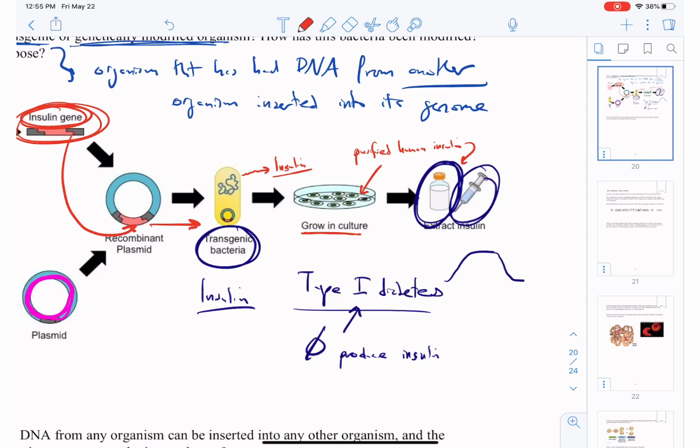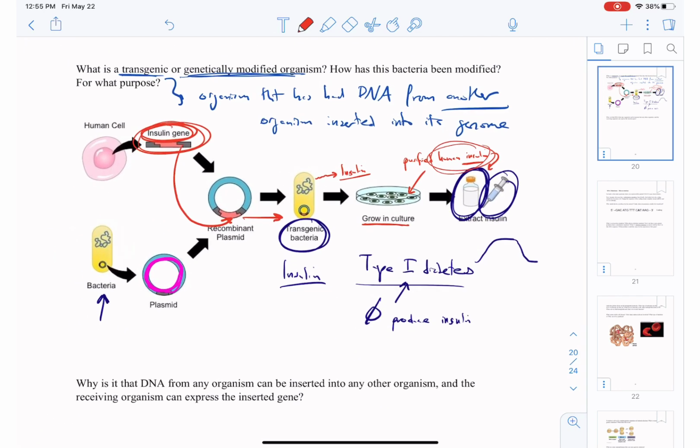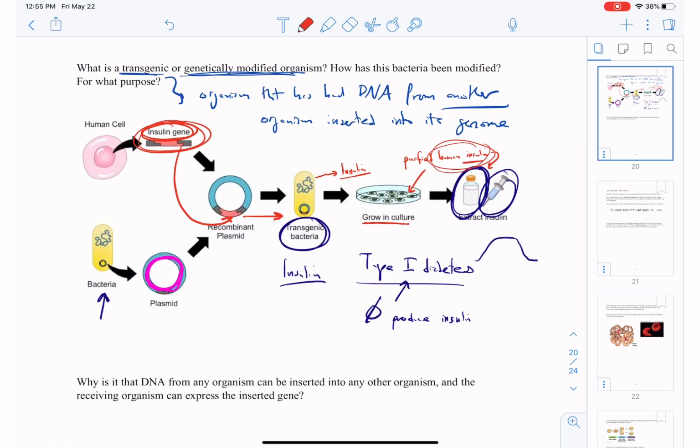And I want to emphasize that this insulin that's being produced by the bacteria is the exact same, it is human insulin. It's the exact same structure as human insulin. And so why do we even use bacteria to do this? Well, when we grow bacteria in culture, they're going to replicate rapidly. And so we can have thousands or millions of bacteria, and they're all producing insulin. And so it's a really nice way to produce large amounts of insulin, which we can then purify and use for medication purposes.